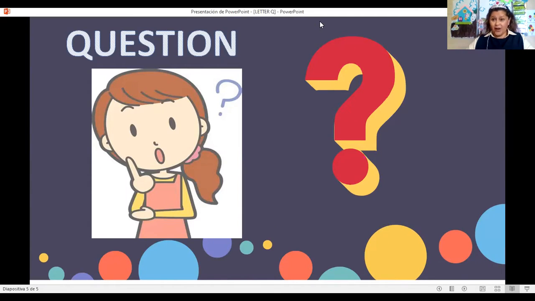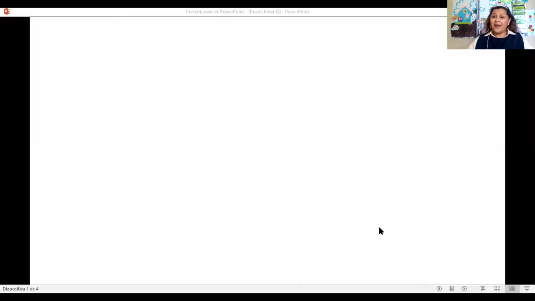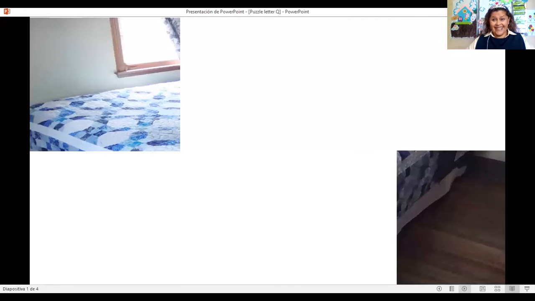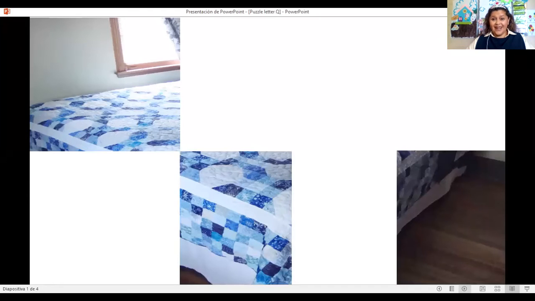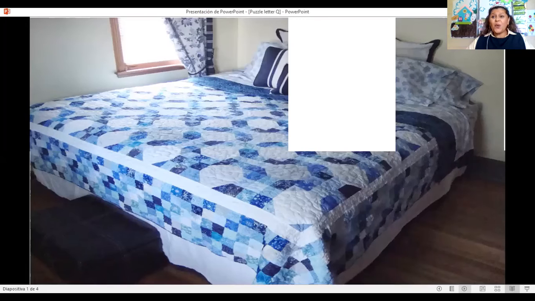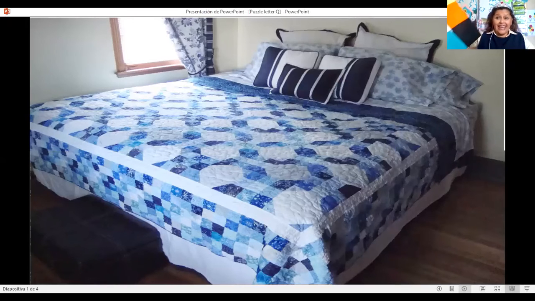Now we are going to play a game. This is a puzzle, and I want you to help me to guess what is hiding here. We are going to try to solve this puzzle. Vamos a tratar de resolver este rompecabezas, okay? This is the first part. Can you guess what is it? Yes, you're right. It is a quilt. This is a quilt, like Mr. Teddy's quilt.